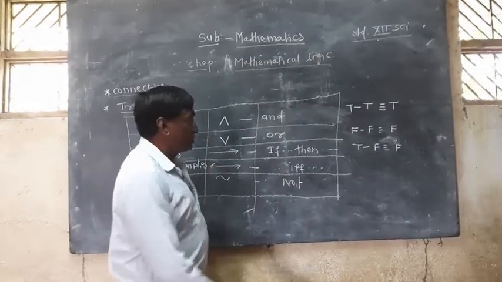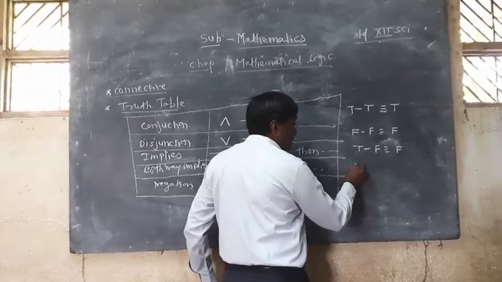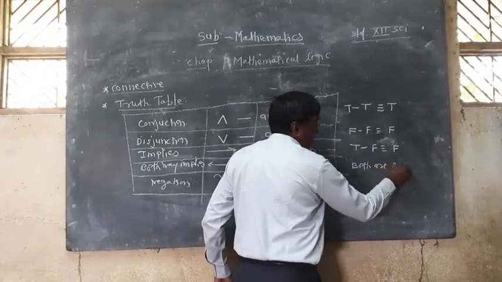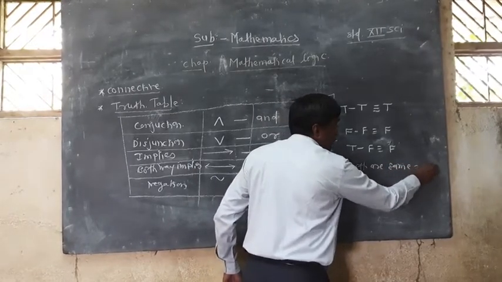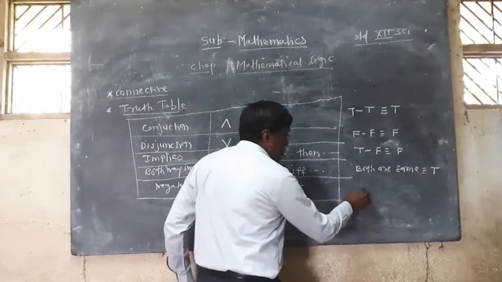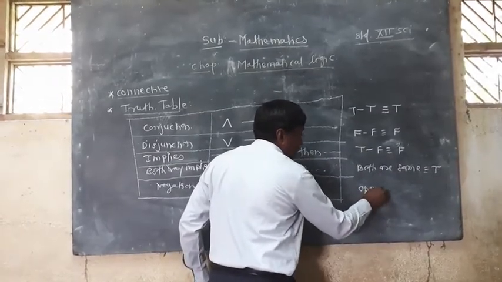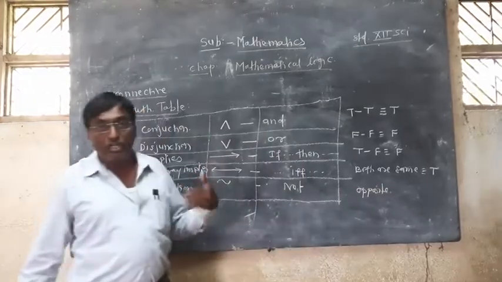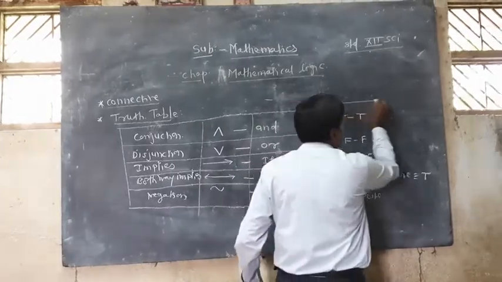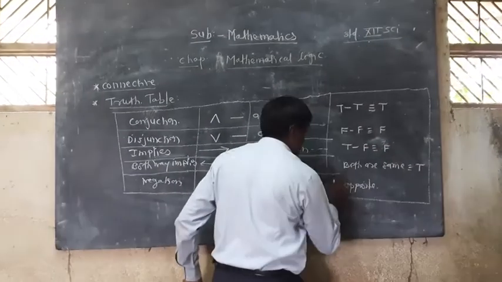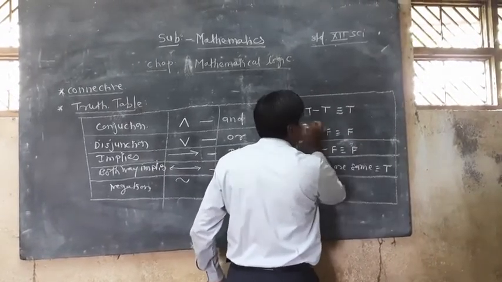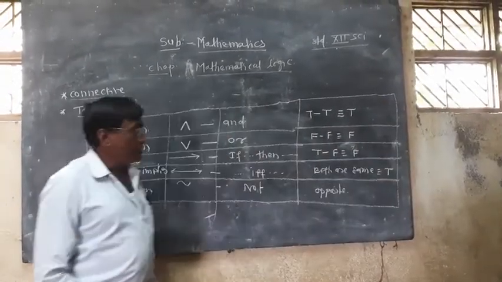And in case of both way implies, you observe that if both statements are the same, then our answer will be true. If both are not the same, then the answer is false. And for negation, you make the opposite. Opposite means if the statement is true, then you write false, and if the statement is false, then you write true. This is a very important table for this chapter. If you understand this table, then you get each and every answer for each question.